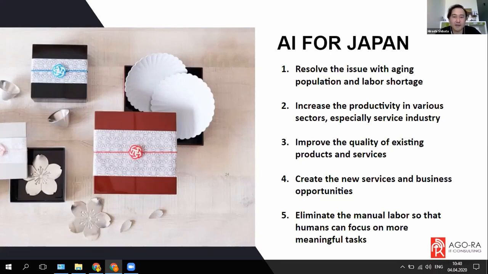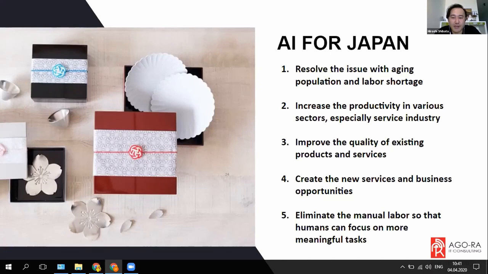AI can significantly improve productivity. Humans make mistakes, and AI can make mistakes too, but basically it's more consistent compared to human judgment. It can also improve the quality of existing products and services, and it can create totally new services.